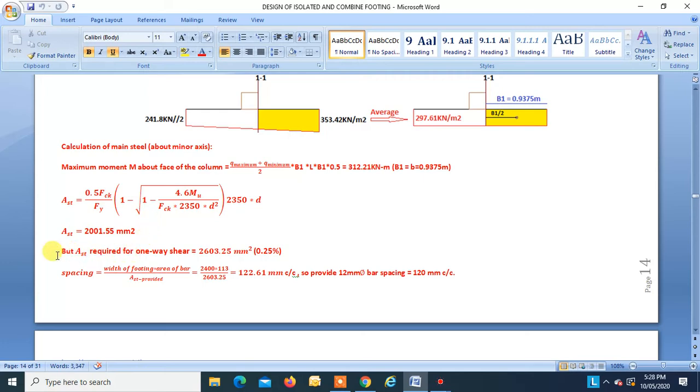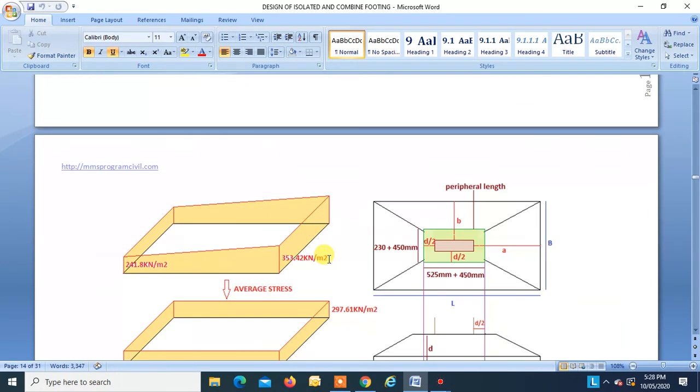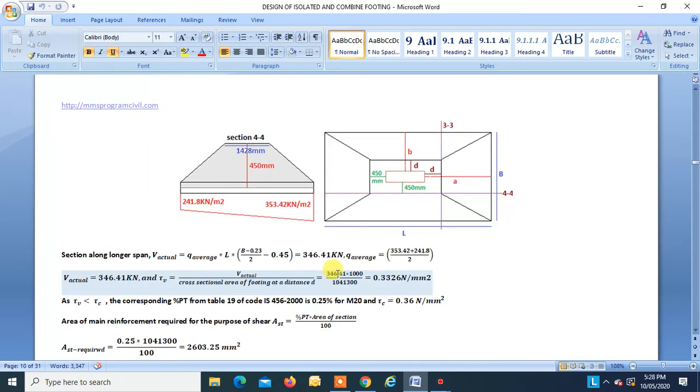Putting the value over here, we find AST required is 2001.55. But the AST required for the one-way shear condition was 2603.25, that is 0.25%. So let us refresh our memory, just going back.